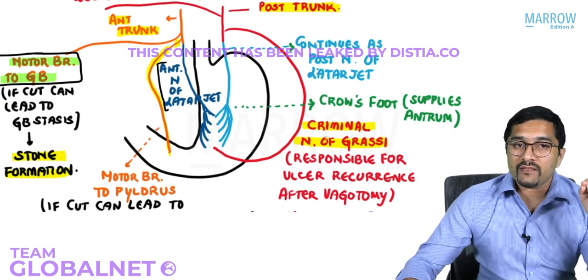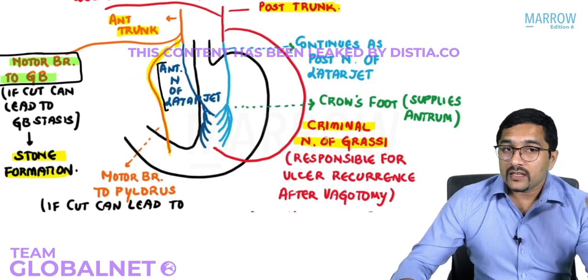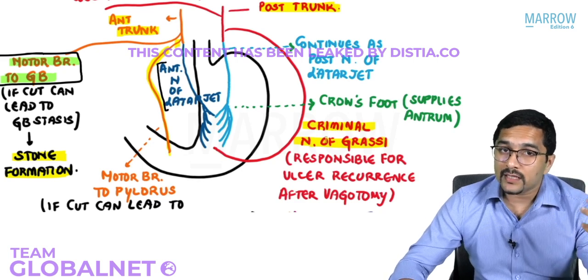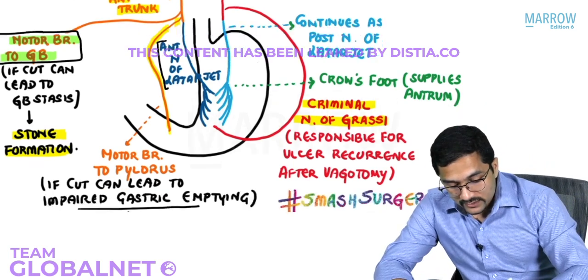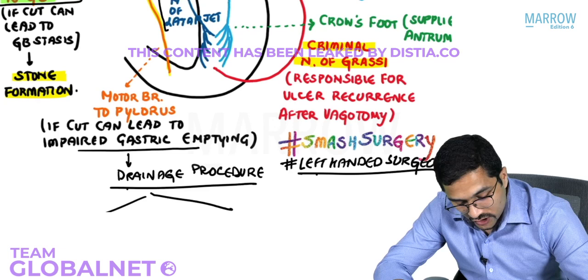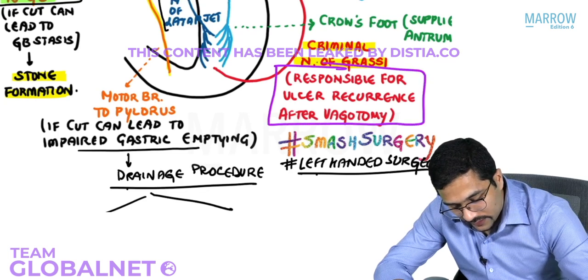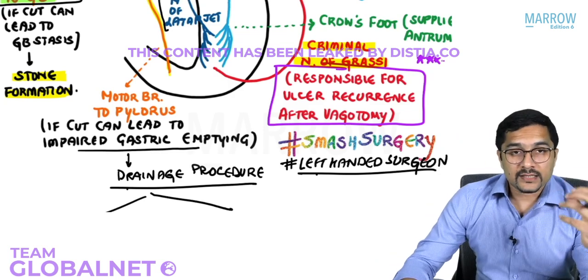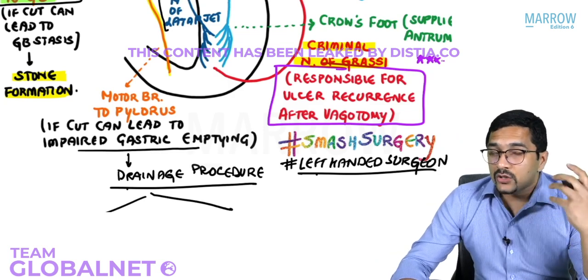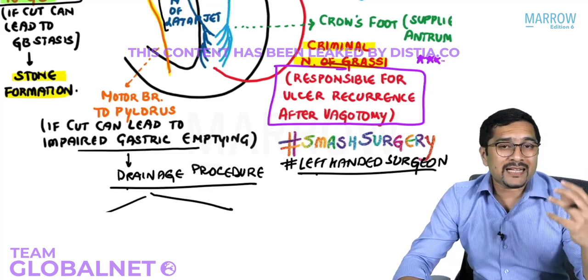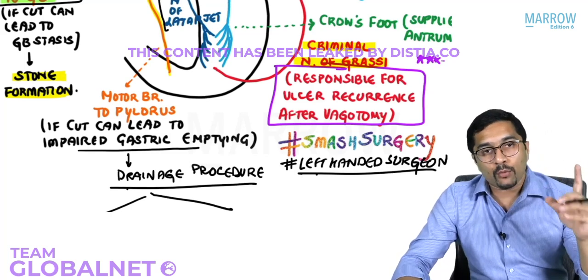Usually when we are carrying out vagotomy, this branch is left behind, or this branch can be missed. And if this branch is missed, this is the one which is responsible for ulcer recurrence, because it will keep on stimulating the stomach and producing acid. So this criminal nerve of Grassi is the one which is responsible for maximum ulcer recurrence post vagotomy.